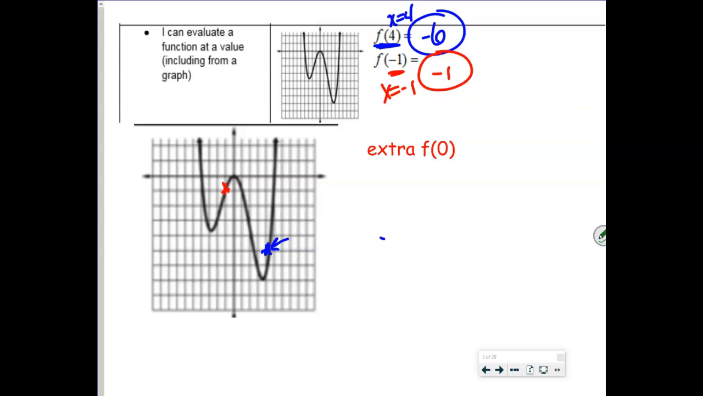And then there's an extra question here where it says f of 0. Again, this is an x value. So you go to where x equals 0, and then boom, there you are. What output is that? 0. Yeah, it's 0.